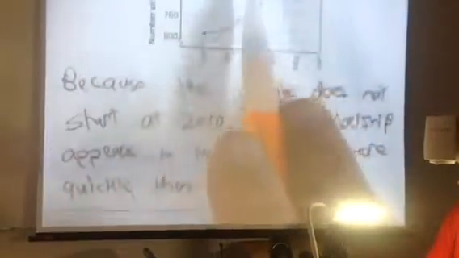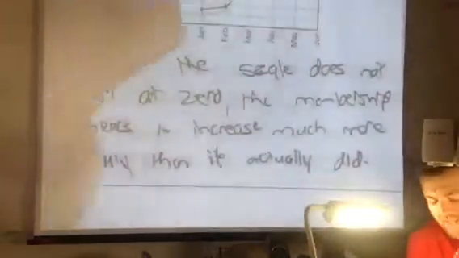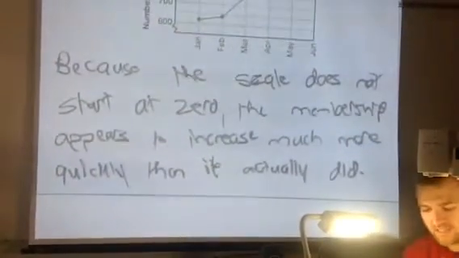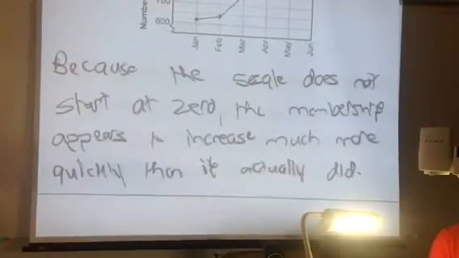So what was probably happening is Ronaldo's health club was trying to make it look like, look how many people are attending our gym. So they gave it a broken axis so that it would look like this increased much larger than it actually did. So a broken axis, that's one way to make a graph look misleading.